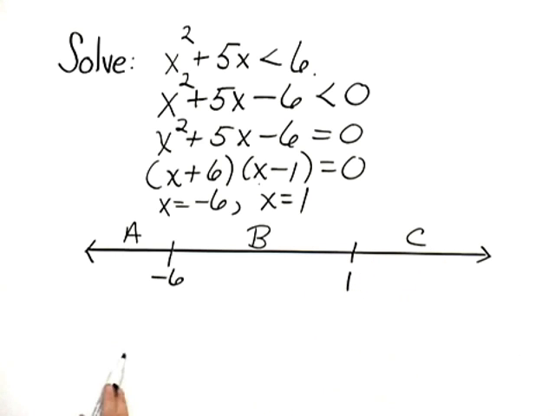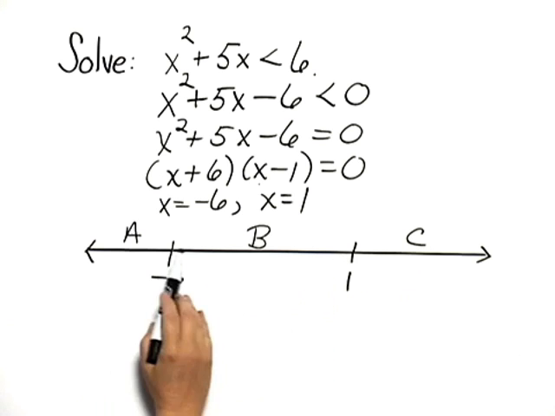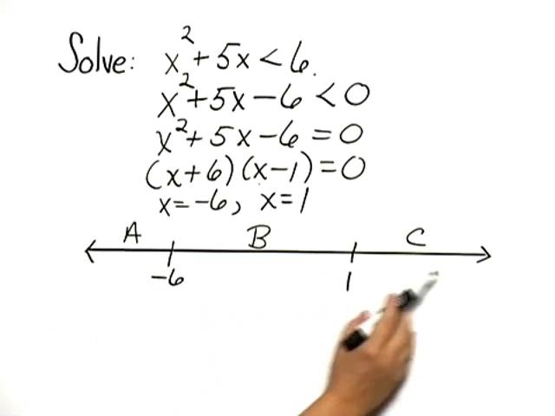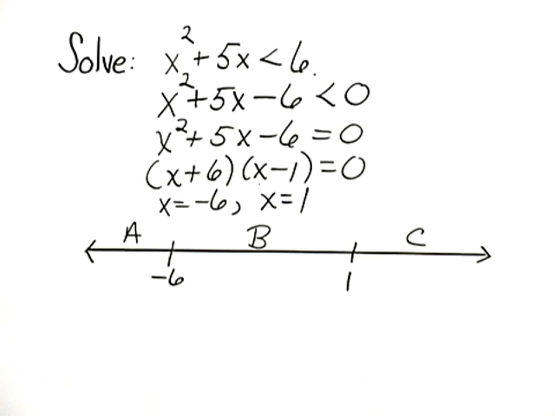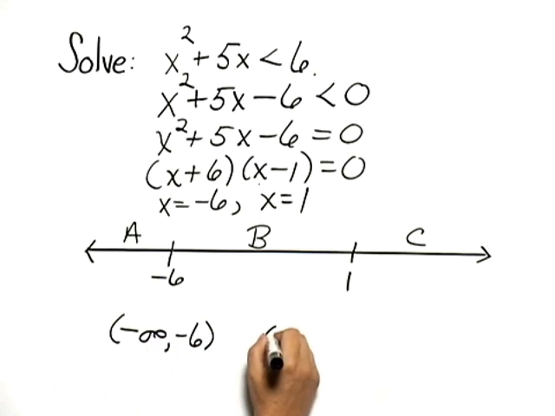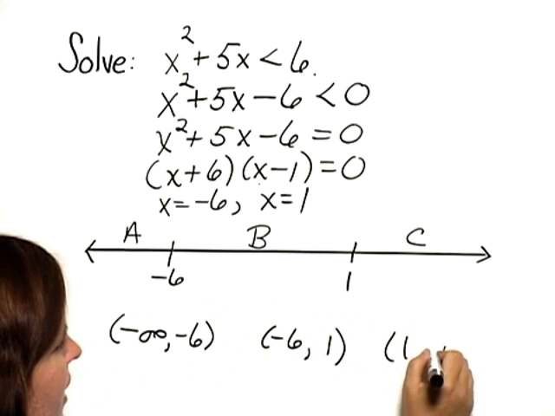Now it turns out that x squared plus 5x minus 6 is 0 here and 0 here. In between, it is either positive or negative. In other words, in this interval, it's either always positive or always negative. Same for interval A, and same for interval C. So for our next step, we want to determine where that x squared plus 5x minus 6 is negative and where it's positive. We have the intervals negative infinity to negative 6, and then the interval negative 6 to 1, and then the interval 1 to positive infinity.